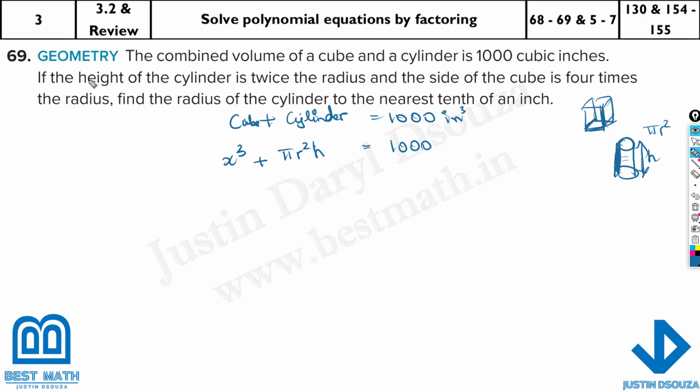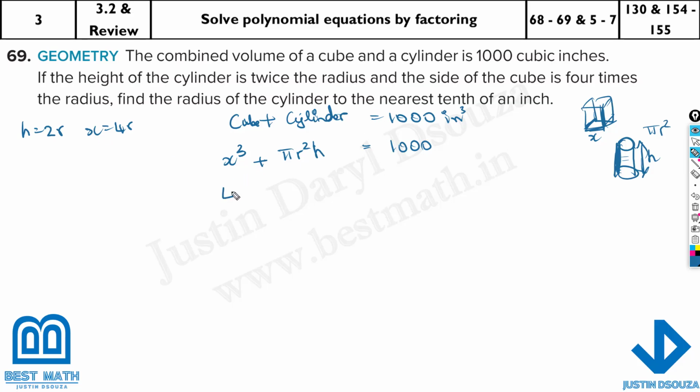Now here they have told something. If the height of the cylinder h is twice the radius, okay, so I'll just write over here: h is 2 times the radius. And the side of the cube, which I've taken as x, is 4 times the radius. x is 4 times the radius. We need to find the radius of the cylinder to the nearest inch.